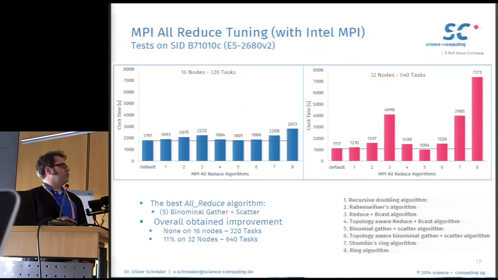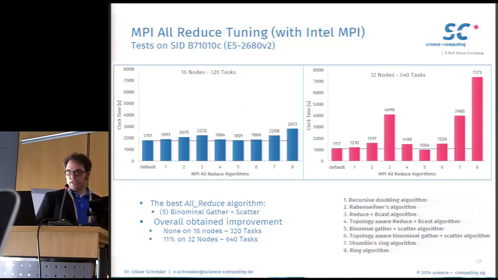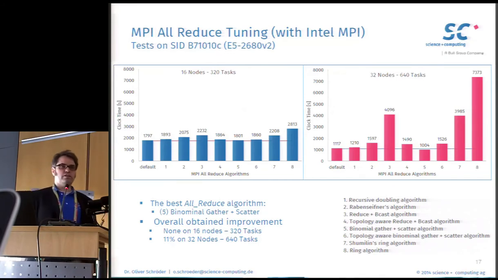You see that the default actually is already pretty good. So in the measurement that we made, it actually gave us a better number than what we got from the best algorithm that we could choose. But for 640 tasks, again, the binomial gather and scatter algorithm here was the best, and it was significantly better than the default algorithm. So we gained 11% by just setting an environment variable. So that seems to be very useful.